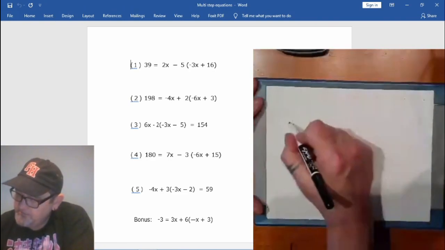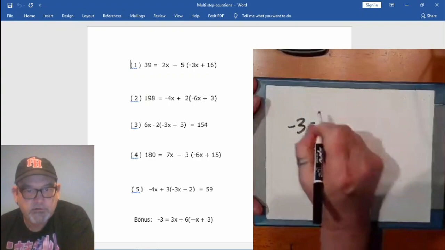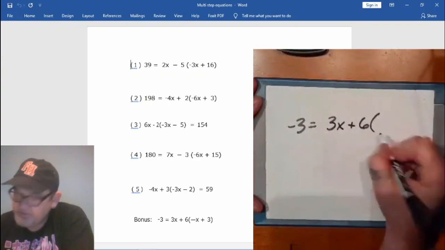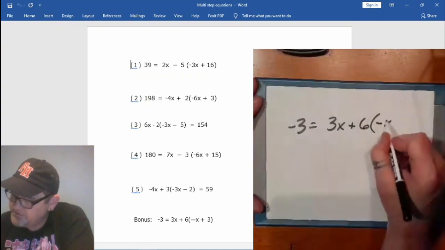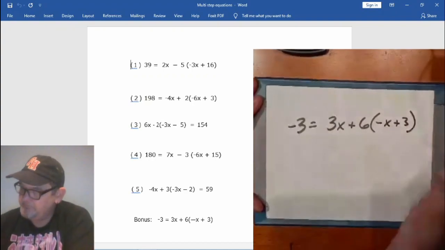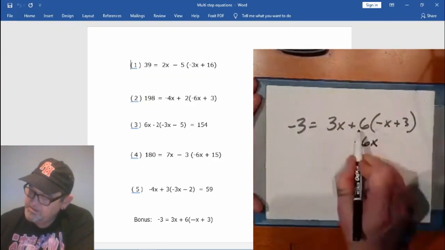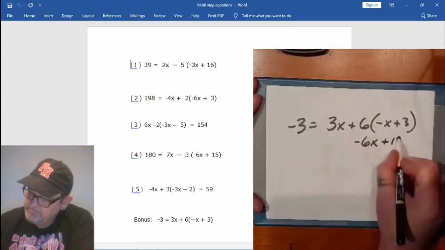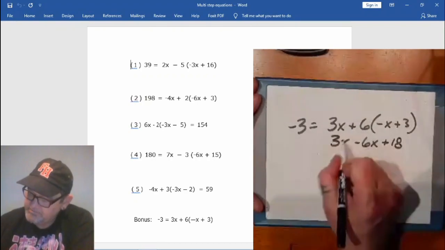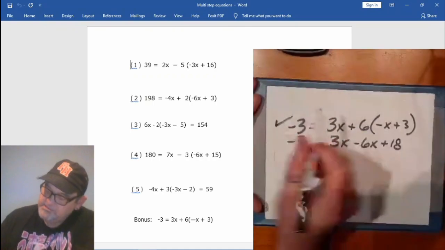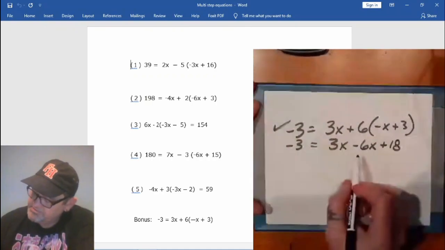Negative 3 equals 3x plus 6 parentheses negative x plus 3. All right, parentheses first. 6 times negative x, negative 6x. 6 times 3, 18. And then we'll just bring everything else down. This 3x and the negative 3. Housekeeping done, number 1.